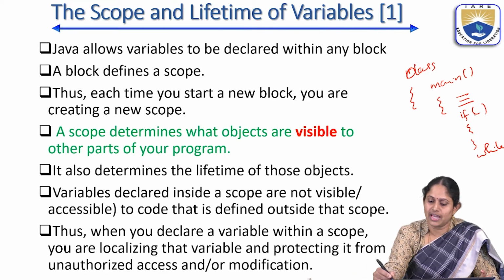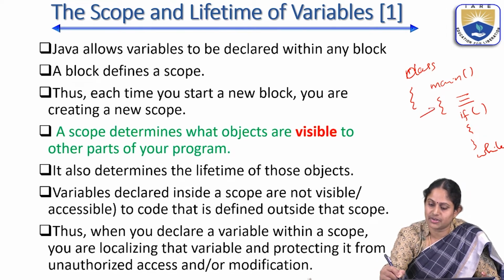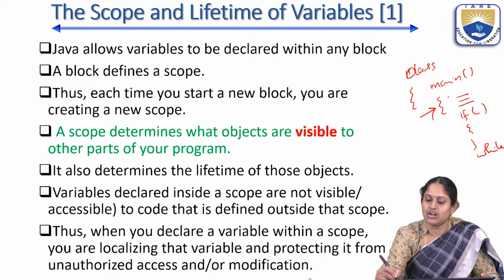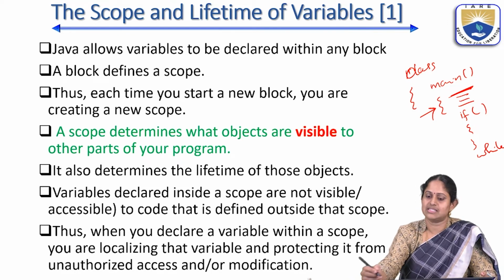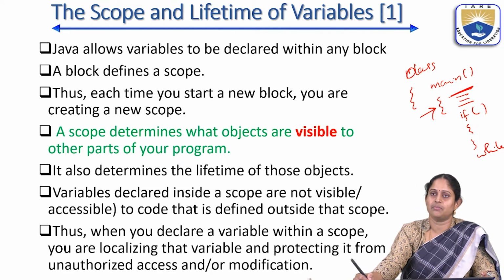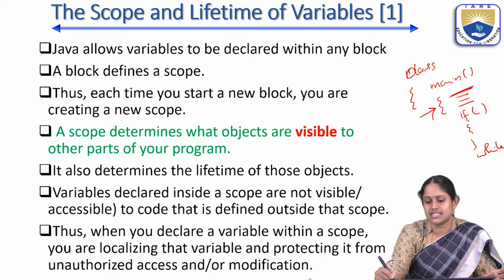So here, this main block, the scope of the main block starts from here and it completes here. So all the variables which are defined inside the main can be used within the whole block of main. It is visible all over the main. But if you define any variable inside the if block or inside the while block, then they are confined within that block only.